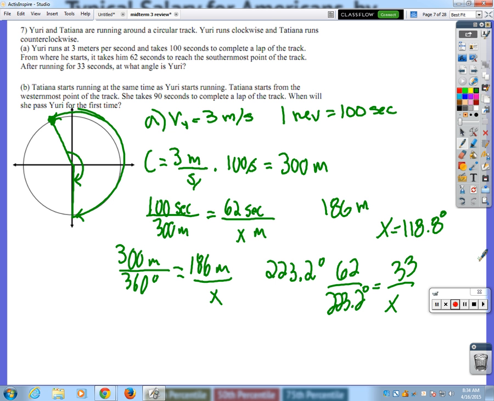Tatiana starts running at the same time as Yuri starts running. Tatiana starts from the westernmost point of the track. She's over here. She takes 90 seconds to complete a lap of the track. When will she pass Yuri for the first time? She's going the other way. So she's going this way, Yuri's going this way. When will they pass for the first time?